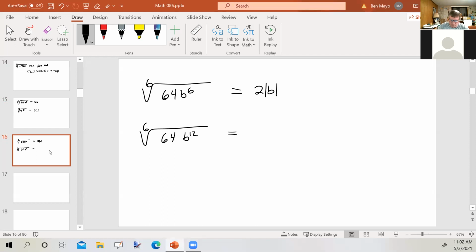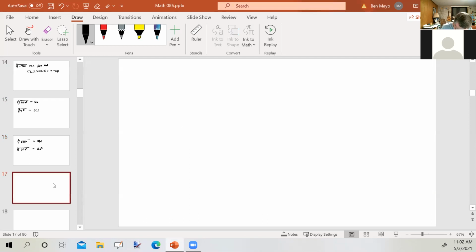Well, the sixth root of 64 is still 2. The sixth root of b to the 12th is b squared. b has no restrictions on it, but b squared couldn't be negative if it's real, which it is, so I don't need absolute value bars there. Okay, let's see here. How about this one?